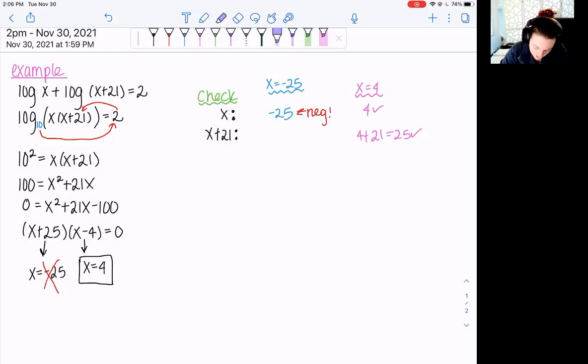Oh, and I need to change my answer box colors, but there we go. Beautiful. Yay!